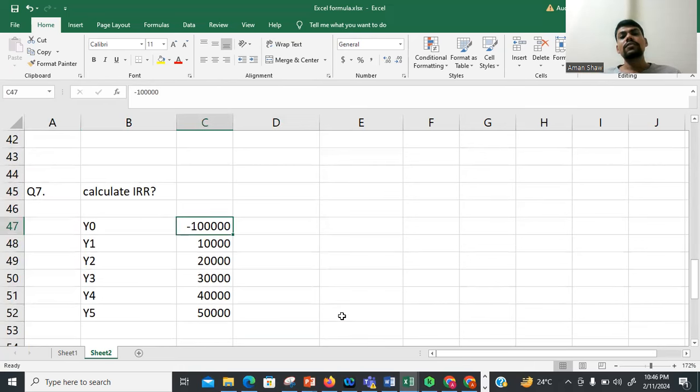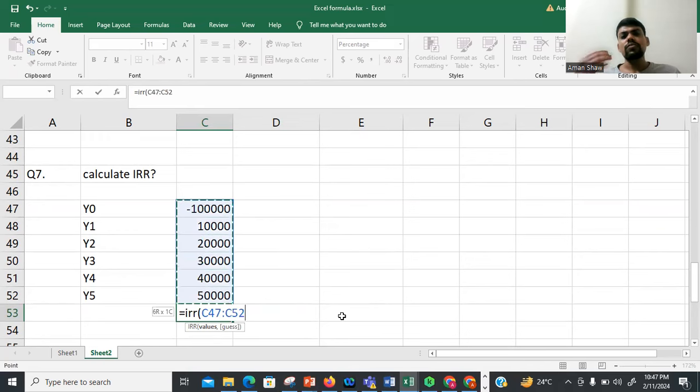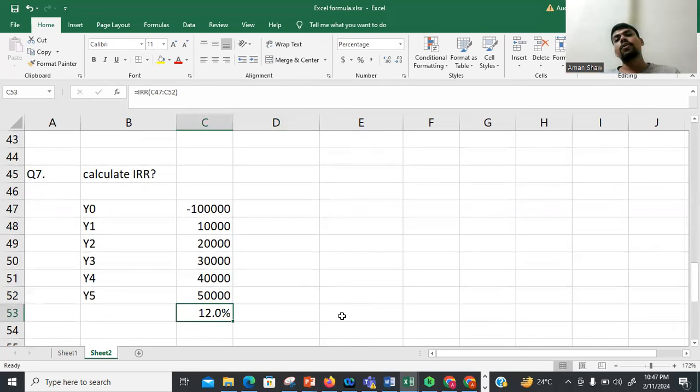There is a Y0 cash outflow of 1 lakh rupees, then Y1. If you see, the time period of the cash flows is the same every year, but what is changing is the amount. In that case, we cannot use the RATE formula, so we have to use the IRR formula here. We just write IRR and select the values. So 1 lakh rupees was the outflow, and then 10,000, 20,000, 30,000, like this we received. So we got an IRR of 12%. This is how IRR is calculated.